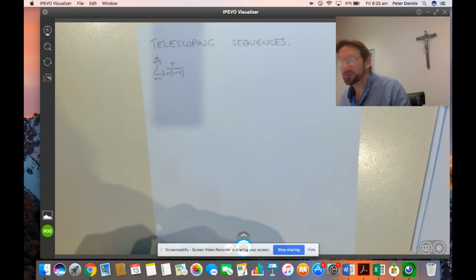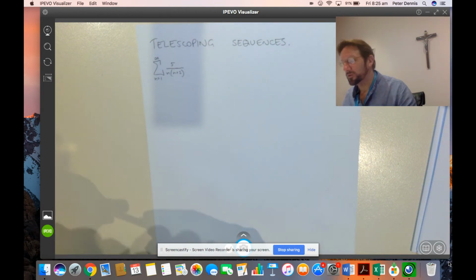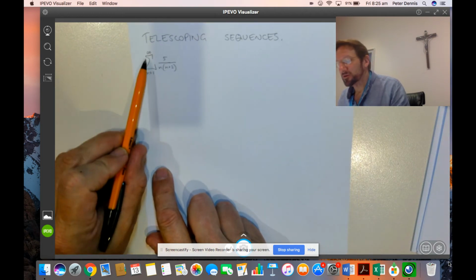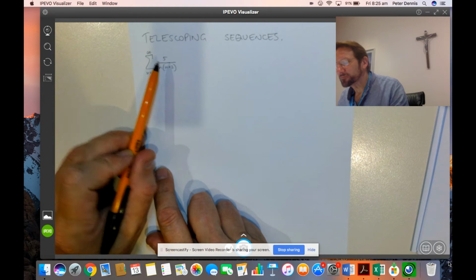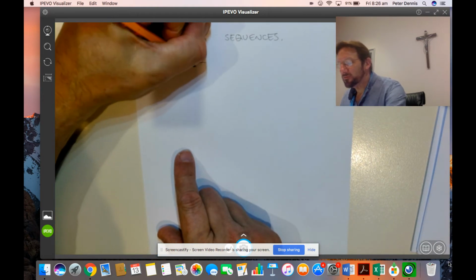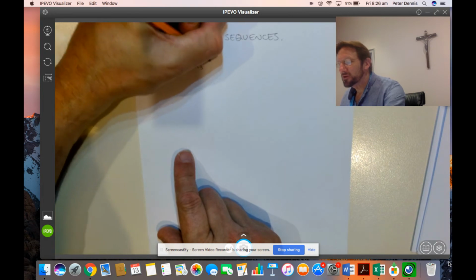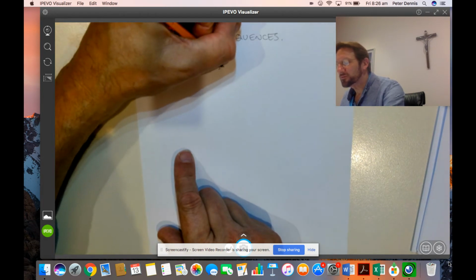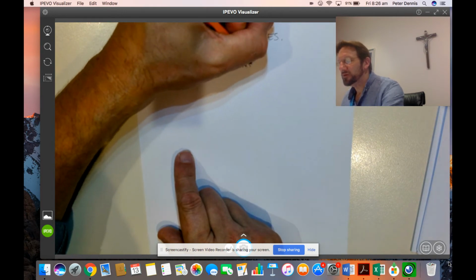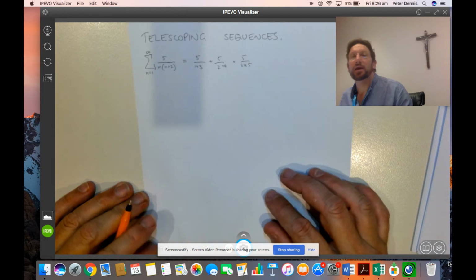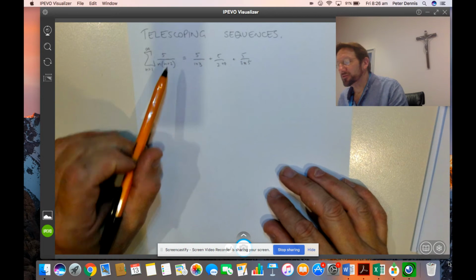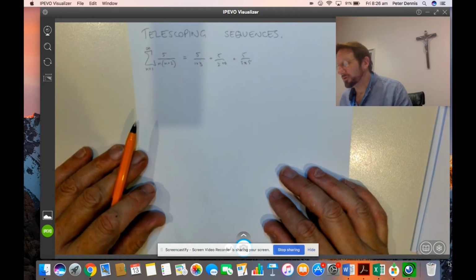So this is a telescoping sequence, or what is a telescoping sequence? This series is just the sum as n equals 1 to infinity of this. If we think about it, this becomes 5 over 1 times 3 plus 5 over 2 times 4 plus 5 over 3 times 5, etc. And we want to know whether this is a convergent series. The telescoping sequence actually tells us what it converges to.